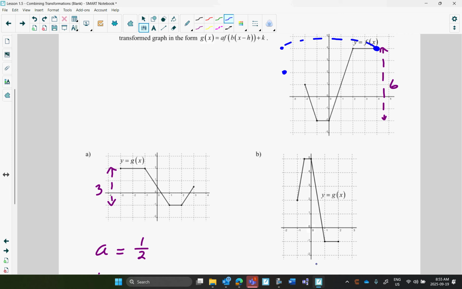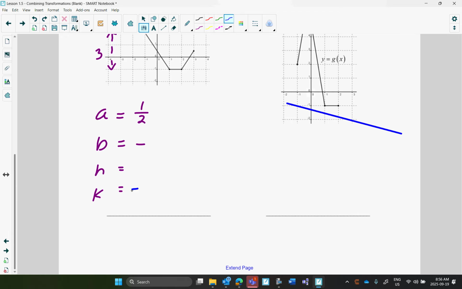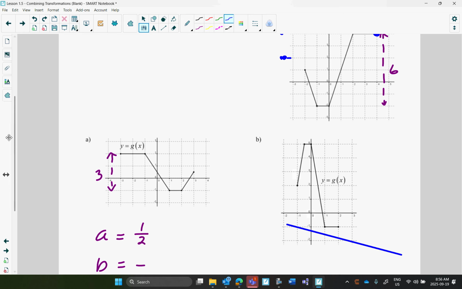And remember, the only thing I have left are shifts. So how do I have to shift from here? I know it's to get to here. How do I shift? Down 1. Down 1, which means K or H? K is -1. So I'm down 1. And then I've still got to go.